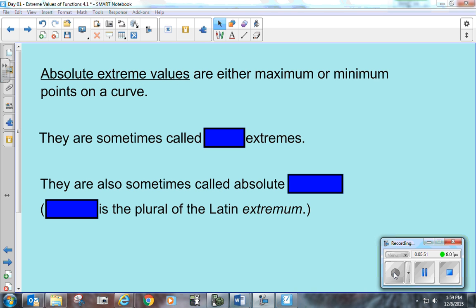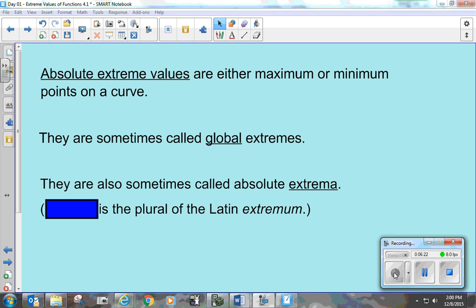So here we go. The absolute extreme values are either the maximum or minimum points of the curve. For example, with the car, it happened to be the max point. It was a high point. All right? They are sometimes called global extremes. It's rare that you hear that, but every once in a while you hear it. They are also sometimes called absolute extrema. Okay? Absolute extrema. So those are some terms. Whenever you hear them, you should be thinking mins and maxes.